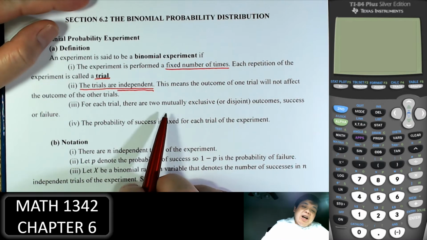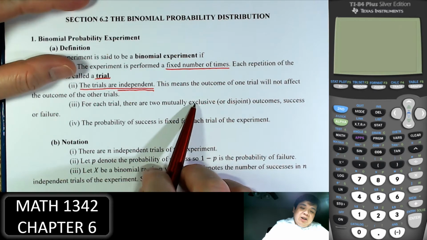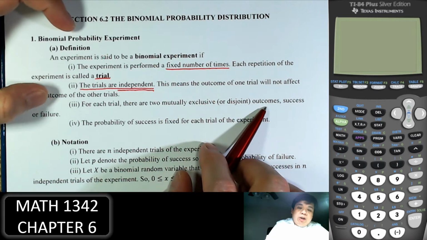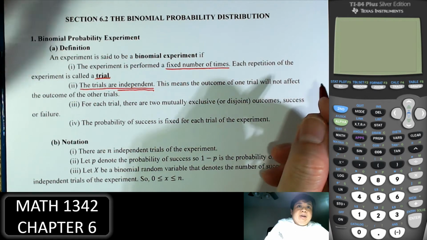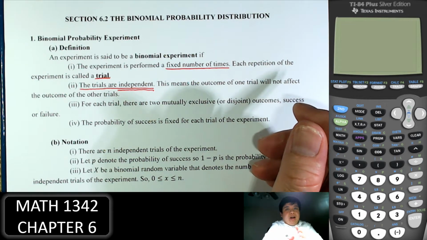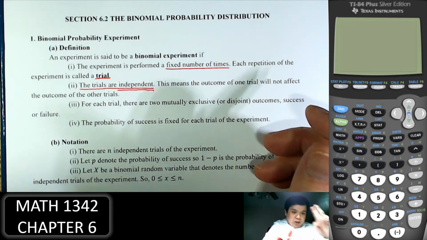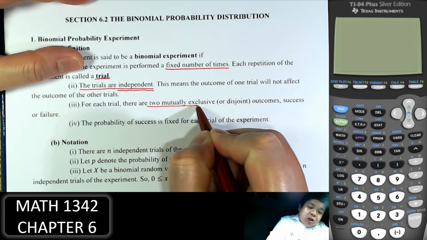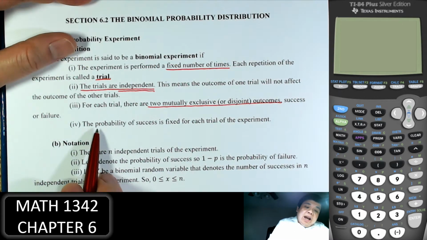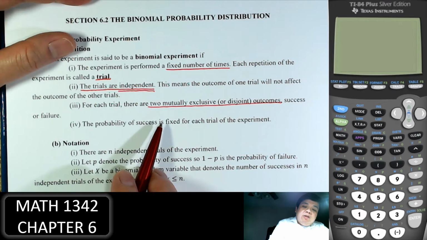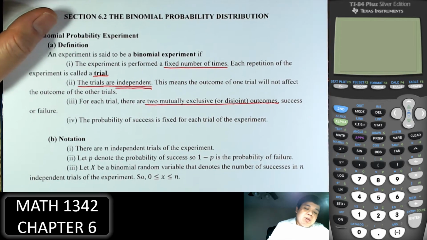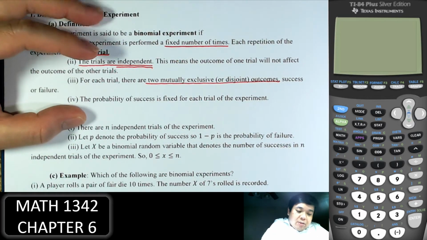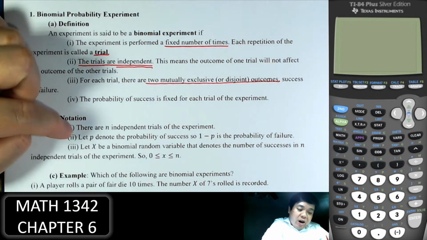For each trial, there are two mutually exclusive or disjoint outcomes, success or failure. So we have either, like a coin, head or tail. We don't have anything other than those two. Only two mutually exclusive outcomes. And the probability of success is fixed for each trial of the experiment. So we know exactly the probability of getting each particular case for each outcome, for each trial.